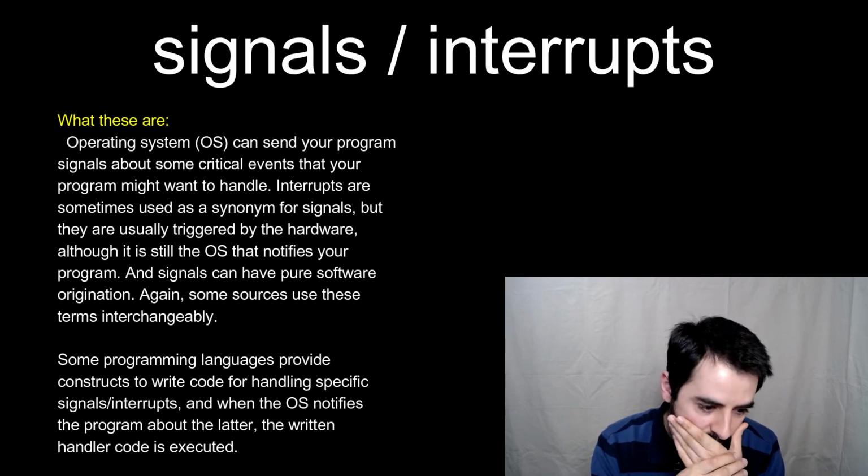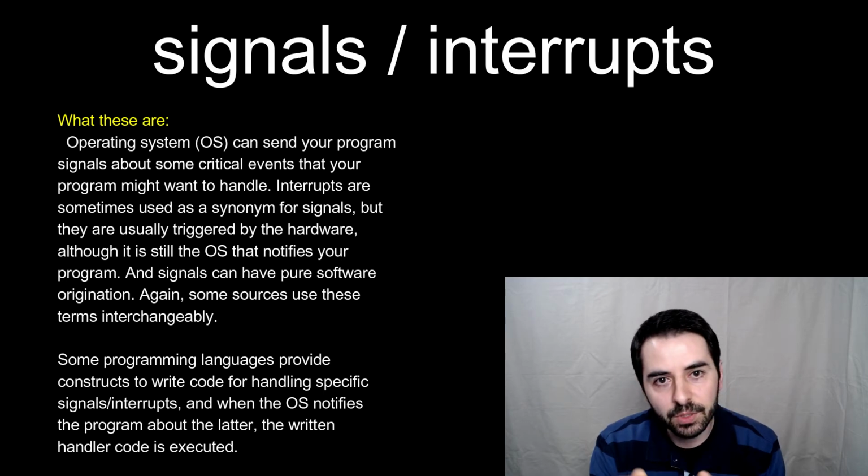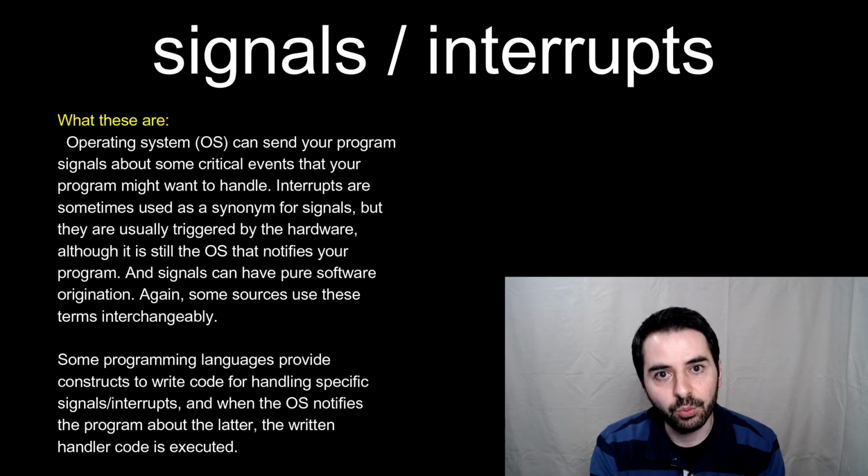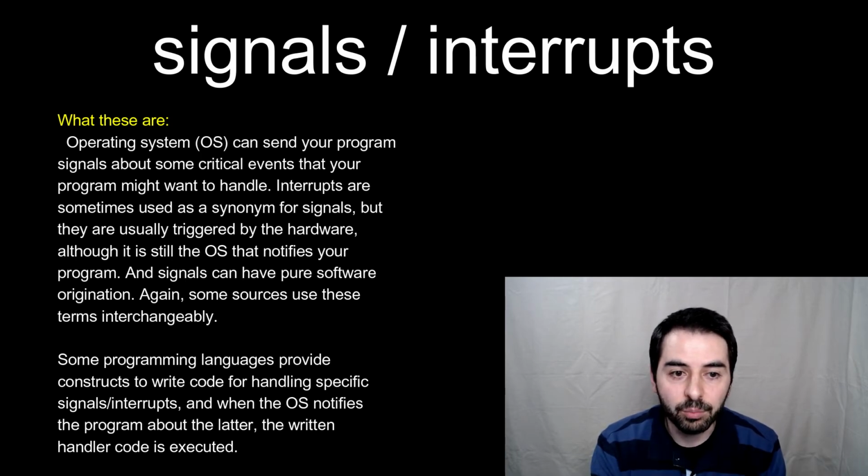So it's basically that there are some specific types of signals that the operating system can send to the process, your running program, and then you can have a statement in your program saying, if the program gets this signal, do something, right?